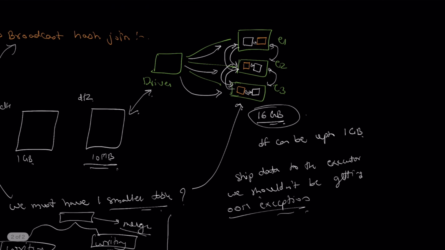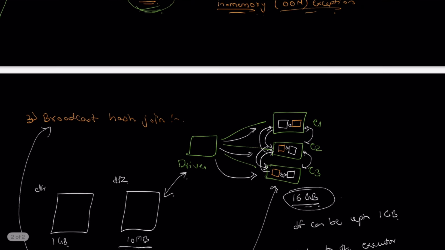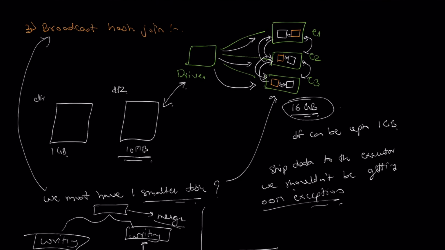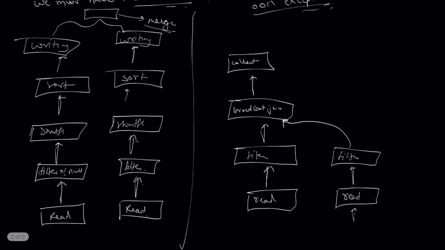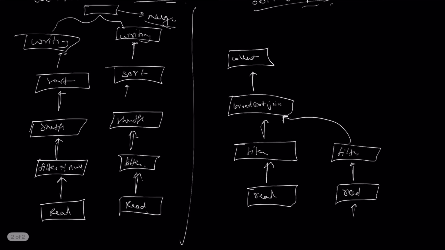We understood the difference between shuffle hash join and shuffle sort merge join. We took a look at what exactly broadcast hash join is, and we also roughly drew out how the jobs and stages would look for both of the joins.